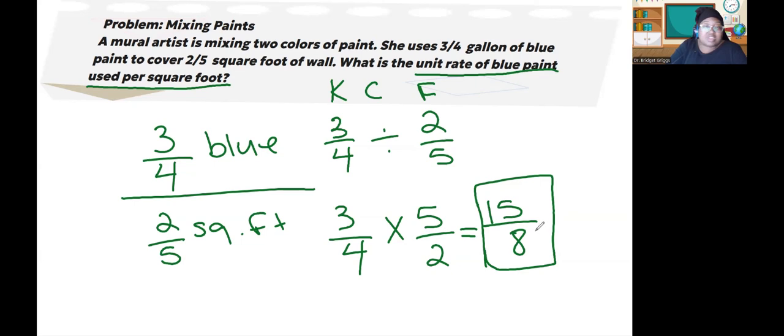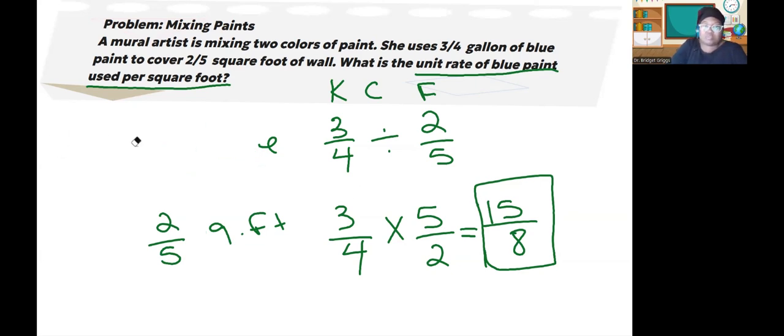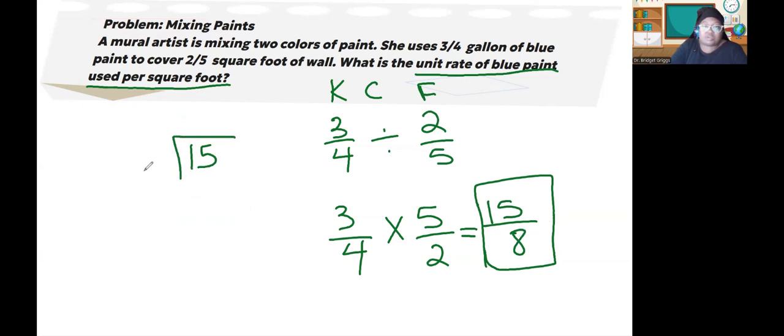Now, depending on the teacher, you can leave it as an improper fraction, but let's say your teacher does not want you to leave it as an improper fraction and they want a mixed number. Well, not a problem. We can still think about this as division. Our numerator goes in as our dividend inside the box, and our denominator goes out as our divisor. So 8 goes into 15 one time. 1 times 8 is 8. 15 minus 8 is 7.